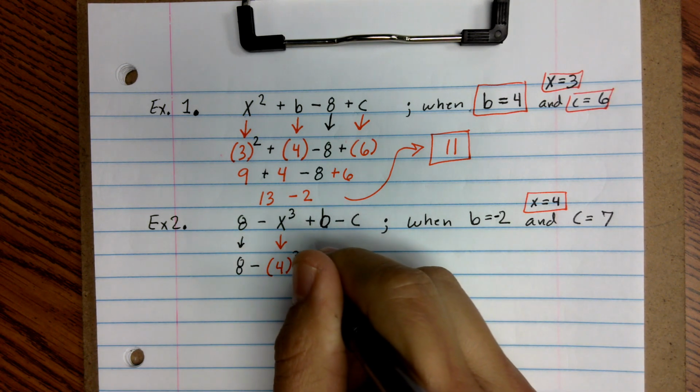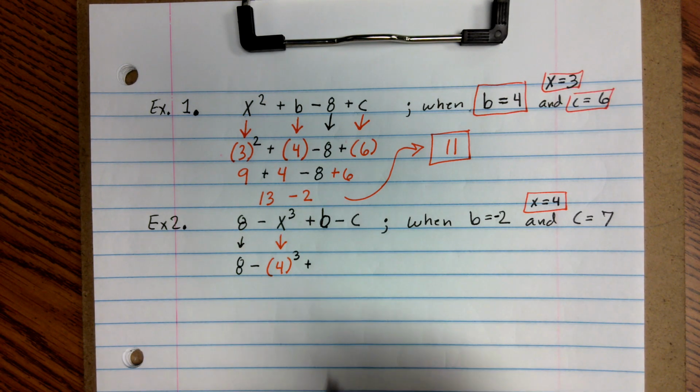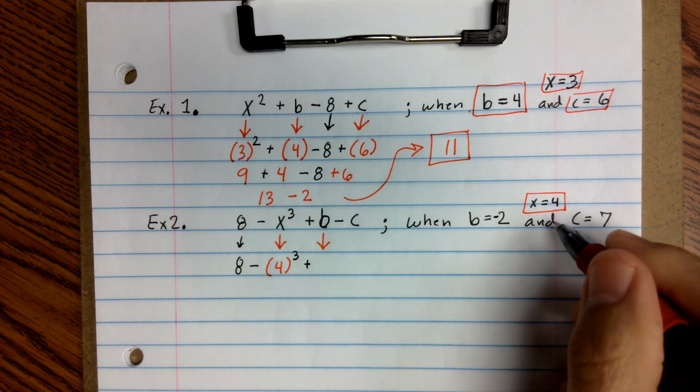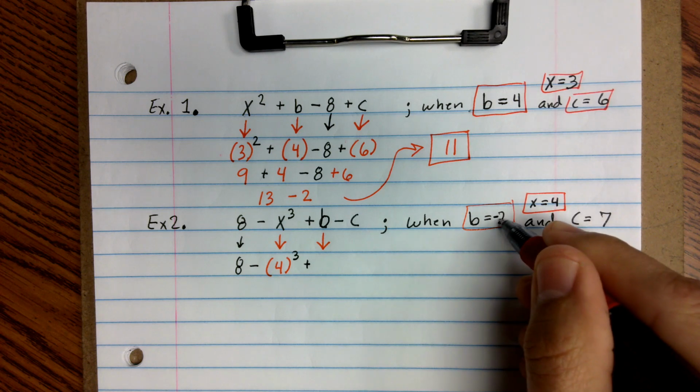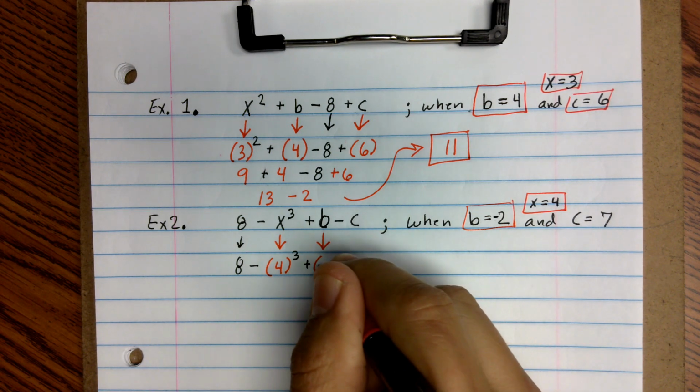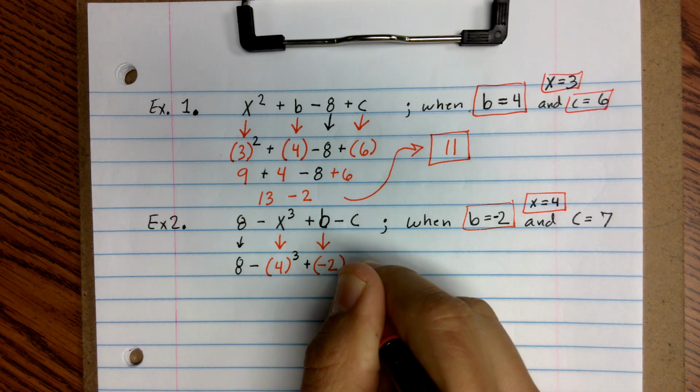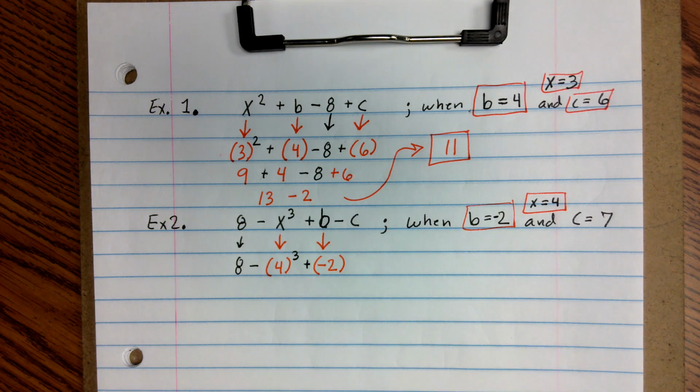And then we got plus b. So plus my b value. Now b, I added a negative, so it's going to be negative 2. So my b is equal to negative 2. So I got to make sure I put that negative sign inside of the parentheses for b. Don't forget the negative sign. The sign in front of the number goes with it when you're substituting.